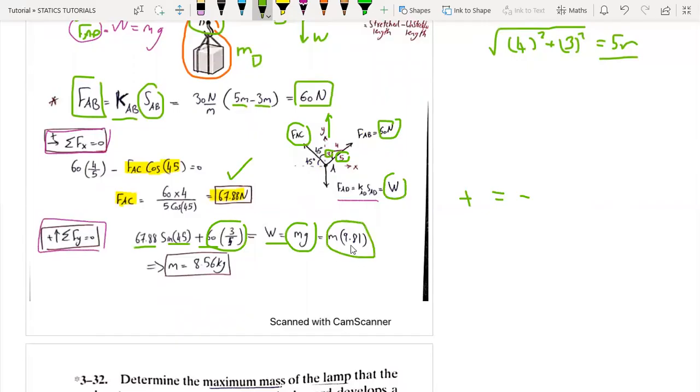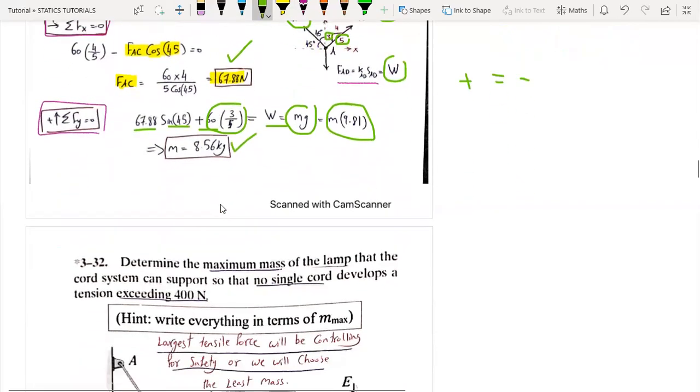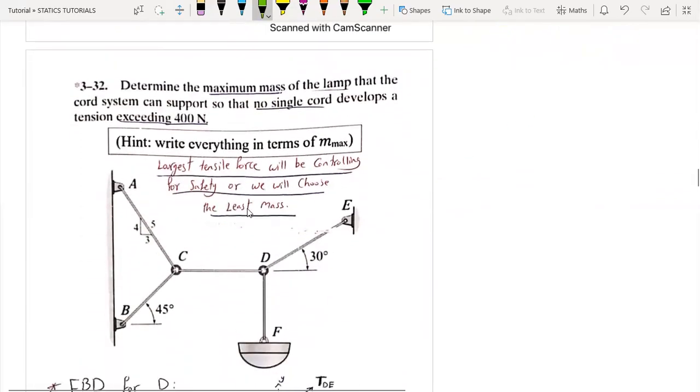So m multiplied by 9.80. So I can find the mass, which is required from this problem, to be 8.56 kilograms. Now here I have another problem. Also determine the maximum mass of the lamp that the cord system can support so that no single cord develops a tension exceeding 400 newtons. So here it's given that any cord should not exceed a value of 400 newtons, otherwise failure will happen.